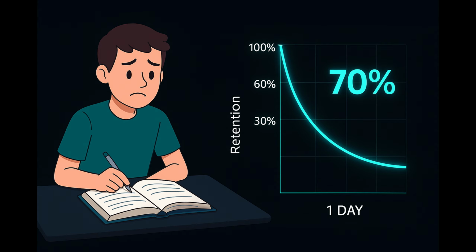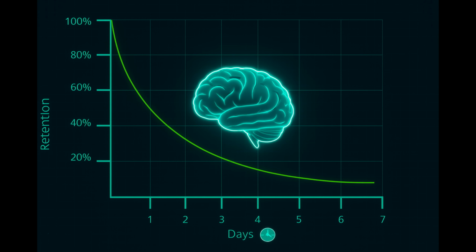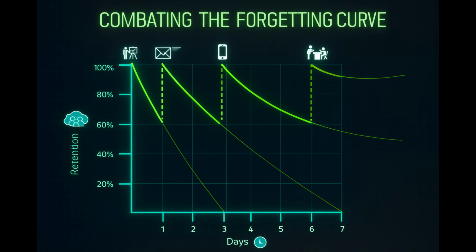Psychologists discovered that after learning something new, we start to forget it almost immediately. Within a day, we might lose up to 70% of the information we just learned. Crazy, right? But here's the secret, guys. Every time you review that new information, your brain's forgetting curve becomes less steep, meaning every time you revise something, you remember more and forget less. That's the power of spaced repetition.